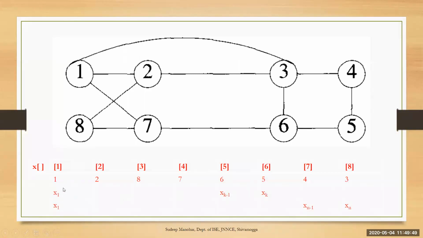So if we have x1, what is the next vertex? That is x of k, xk, that you have to find. What is the next vertex? That is x of k, that you have to find. If this is x of k, the previous one is xk minus 1. In this example, I have taken x1 to xk minus 1 as found. You are supposed to now find the xk.